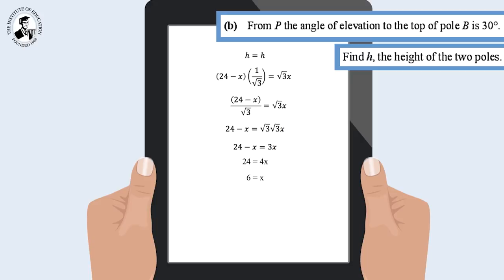Note, however, I haven't been asked to find x, I've been asked to find the height. So what we need to do is take one or other of, or both, of our equations for height and sub our newly found x value in. If I know that root 3 x is equal to h, and I know that x is equal to 6, I now can say that the height of the pole is equal to 6 root 3 meters. This can be converted into a decimal if you wish.